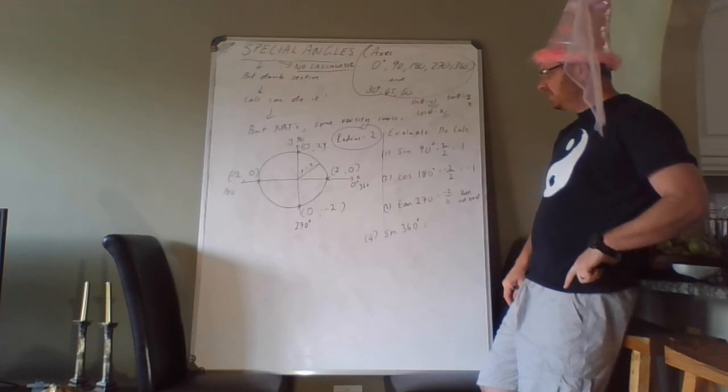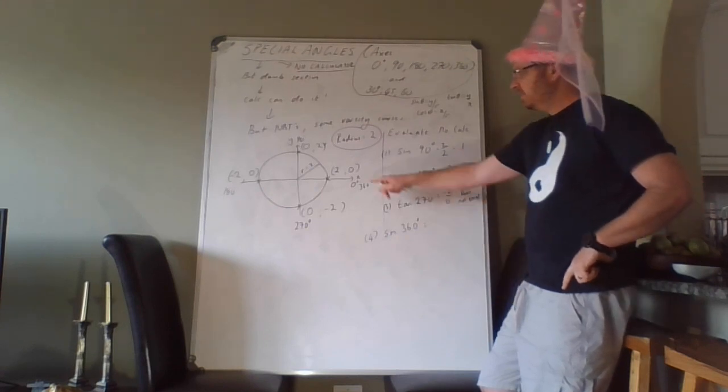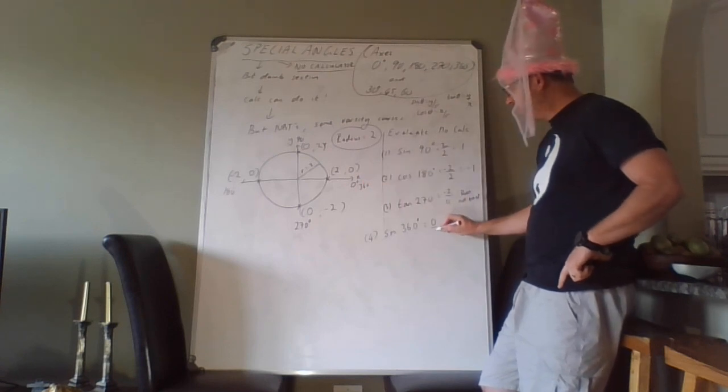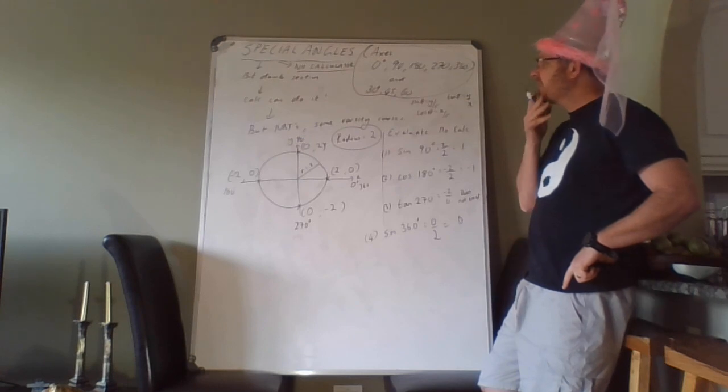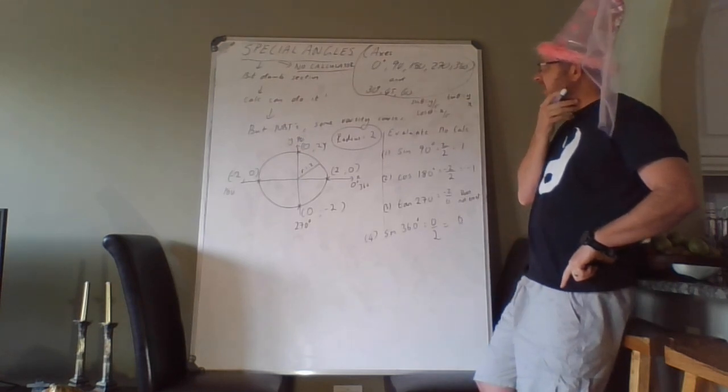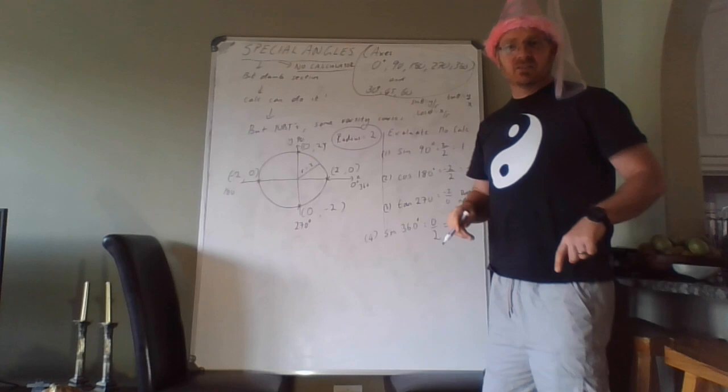And sine of 360, it's the ratio of the y-coordinate over the radius. At 360, your y-coordinate is 0. Your radius is 2, and 0 over 2 is 0. So that is finding angles on the axes.